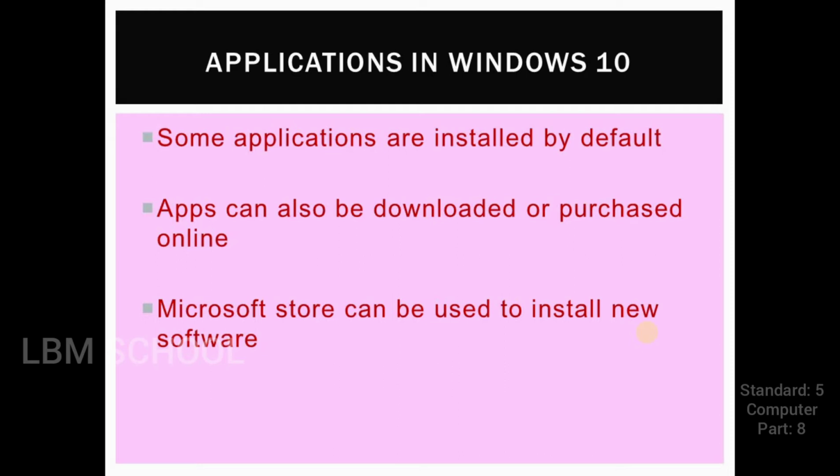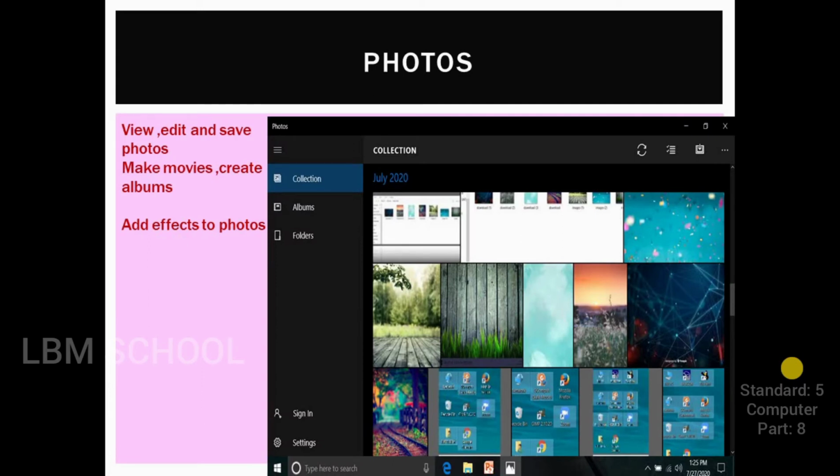Also, Microsoft Store, this is like a Google Play in our Android. Microsoft Store can be used to install new softwares. New applications or softwares can be downloaded from Microsoft Store. We can purchase applications online. We can download them from internet. Okay. These are the basics to be known about applications in Windows 10. Some of the applications have been shown.